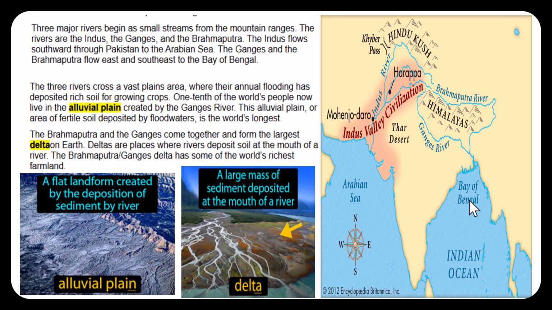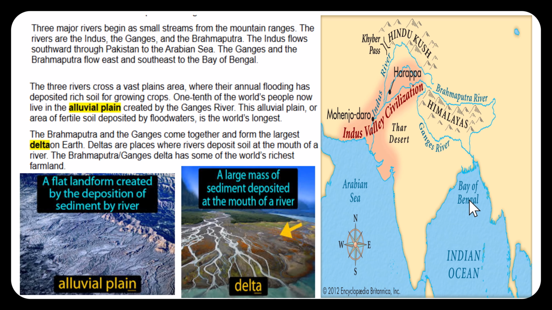1/10 of the world's people now live in the alluvial plain created by the Ganges River. This alluvial plain, or area of fertile soil deposited by floodwaters, is the world's longest. The Brahmaputra and the Ganges come together and form the largest delta on Earth. Deltas are places where rivers deposit soil at the mouth of a river. The Brahmaputra-Ganges Delta has some of the world's richest farmland.